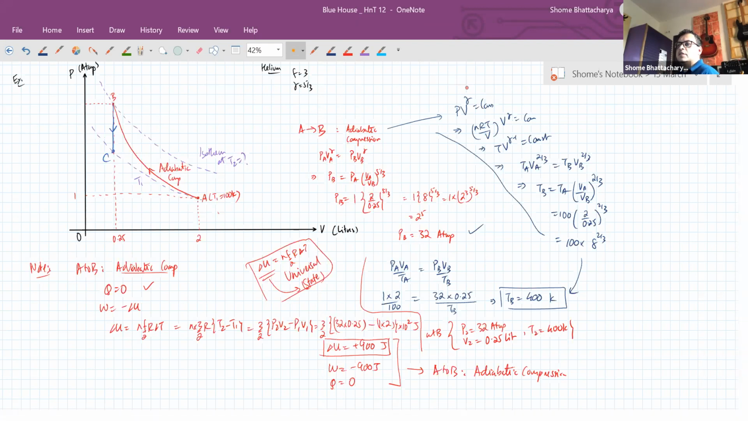And yeah, Samar, the pressure value is correct. Good. Yeah, I'll just tell you, Jagannath. Below 400 Kelvin. Okay, P2 is 32 atmospheres, V2 is 0.25 liters, and the temperature is 400 Kelvin. This is at the point B. The state of the gas at the point B, P2, V2, T2, they are 32 atmospheres, 0.25 liters, and 400 Kelvin respectively. This is the state of the gas at the point B in my graph.